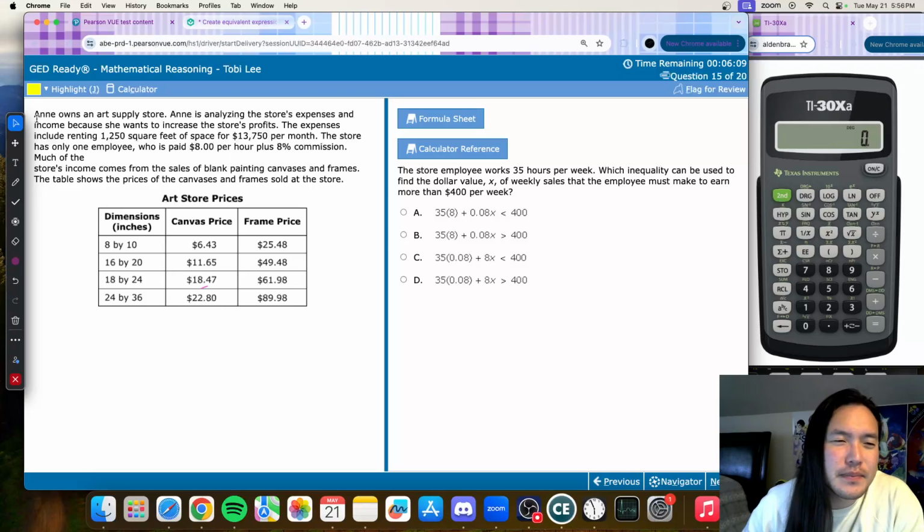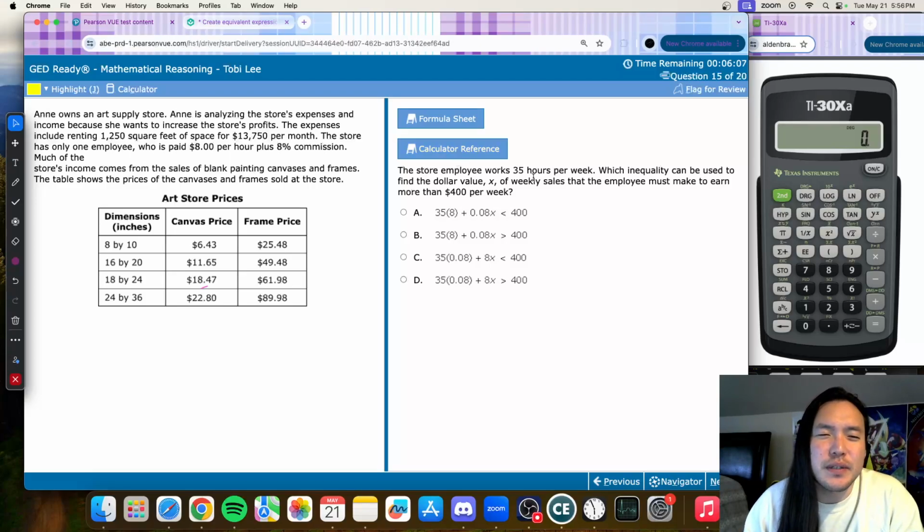What's the question? Store employee works 35 hours per week. Which inequality can be used to find the dollar value X of weekly sales that the employee must make to earn more than $400 per week? Answer is B.